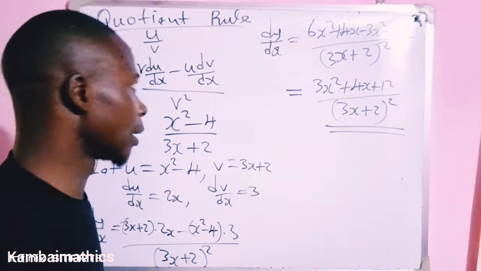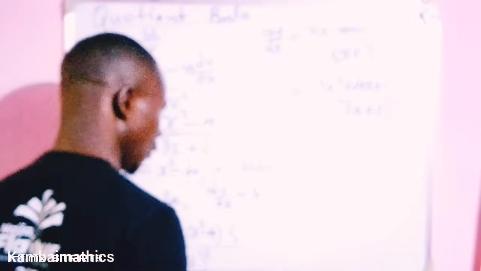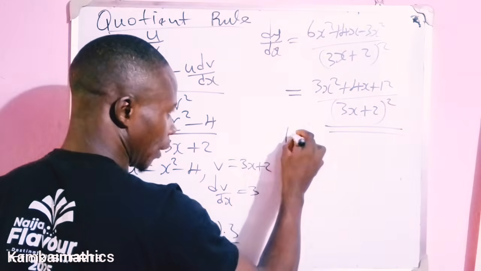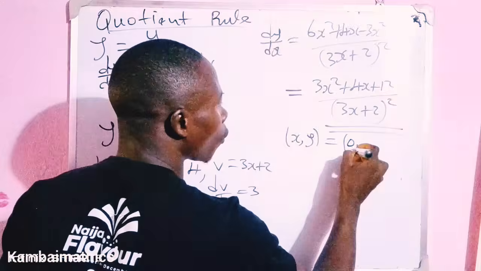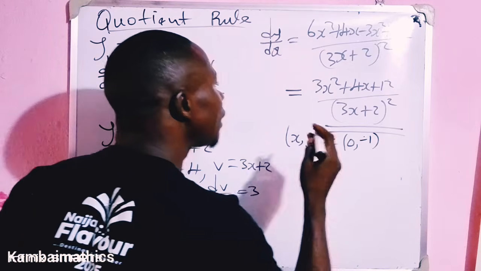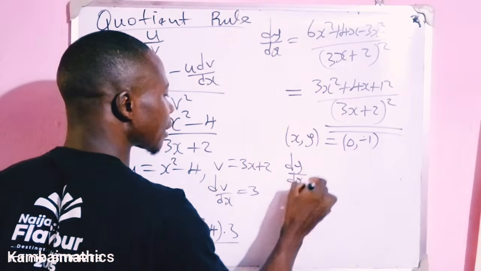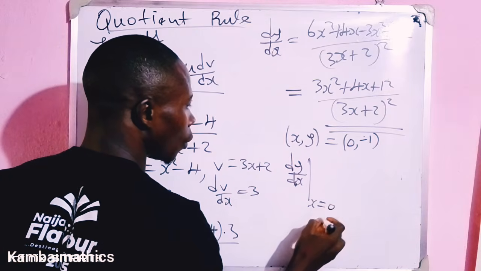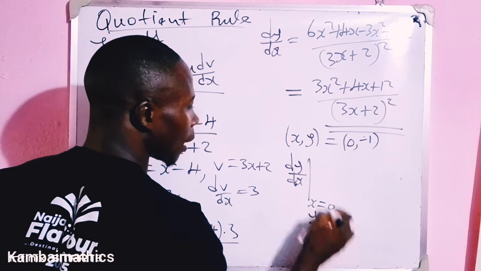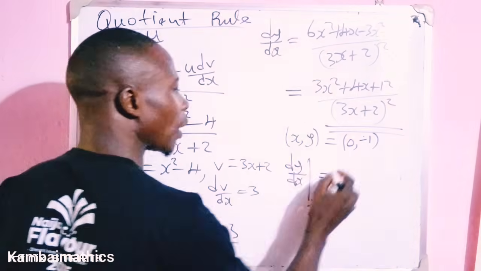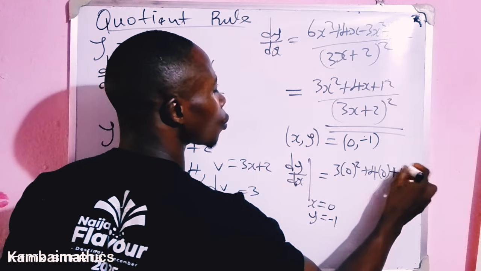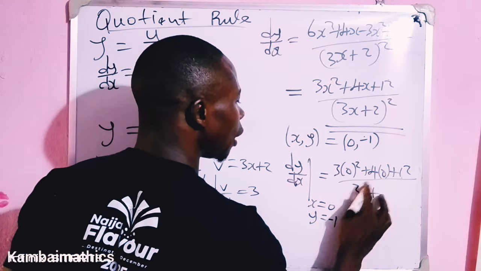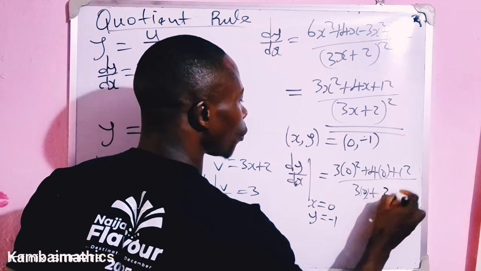There are cases where we will be asked to find the derivative at a point (x, y) equals (0, -1). In this case, it means that dy/dx at this point, when x equals 0 and y equals -1, is the same thing as 3(0 squared) + 4(0), and then plus 12 all over (3x + 3 times 0, and then plus 2) all in bracket squared.